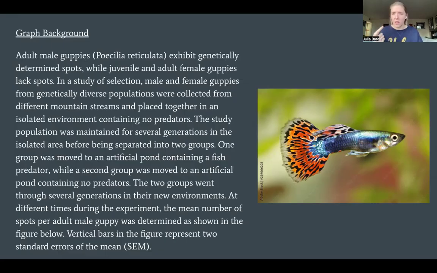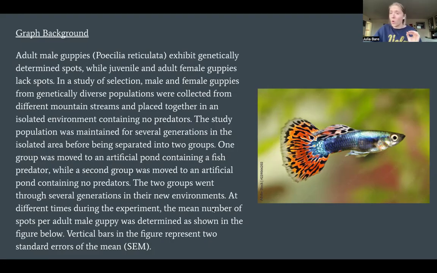At this point, I want you to be thinking, is this a controlled experiment? Because we're not observing the organisms in their wild habitat, we are taking them into a controlled environment. The study population was maintained for several generations in an isolated area before being separated into two groups. One group was moved to an artificial pond containing a fish predator, while a second group was moved to an artificial pond containing no predators. The two groups went through several generations in their new environments, and at different times during the experiment, the mean number of spots per male adult guppy was determined as shown in the figure.